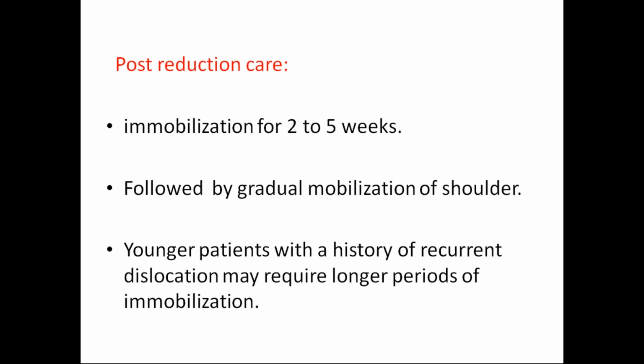So after reduction, in case of anterior dislocation, place the arm in an adducted and internally rotated position, and apply an arm sling. And after reduction, immobilization should be done for 2 to 3 weeks. In younger patients, we should keep the immobilization up to 5 weeks, followed by gradual mobilization of the shoulder joint.